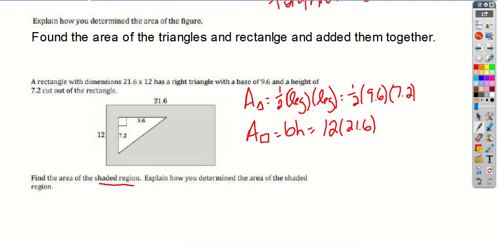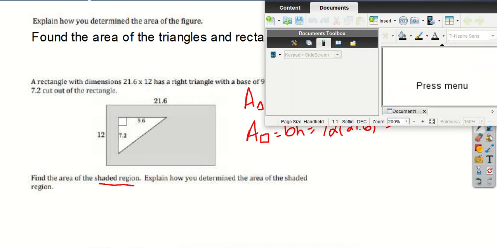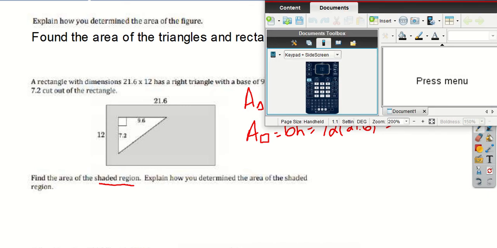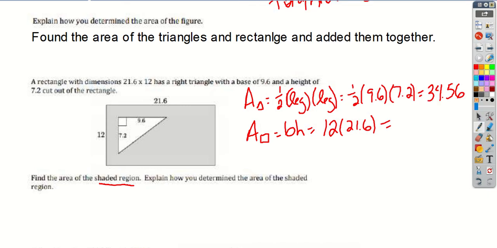So let me get the calculator out here, guys. All right, so the first one, when we do 1/2 of 9.6 times 7.2, we're going to get 34.56. And that's units squared. And then 12 times 21.6 is 259.2. And then we're going to add those together.